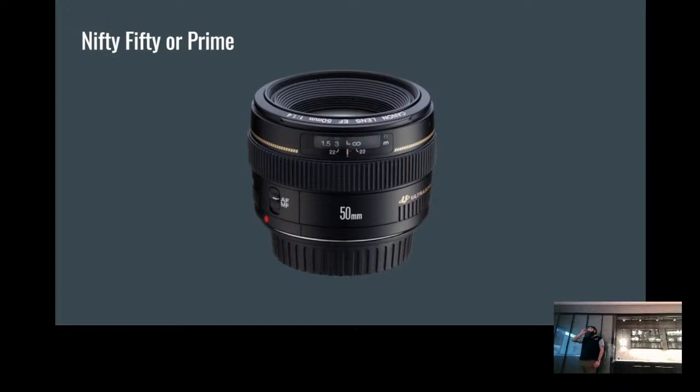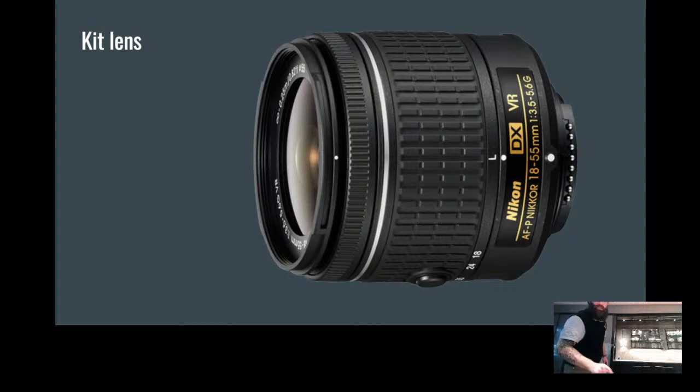However, a prime lens as a whole stands for a singular number lens, meaning that this stays at 50. If I go back a slide, the other lens that we were just looking at was an 18 to 55, meaning that I could zoom with this lens. It's what you call telephoto.